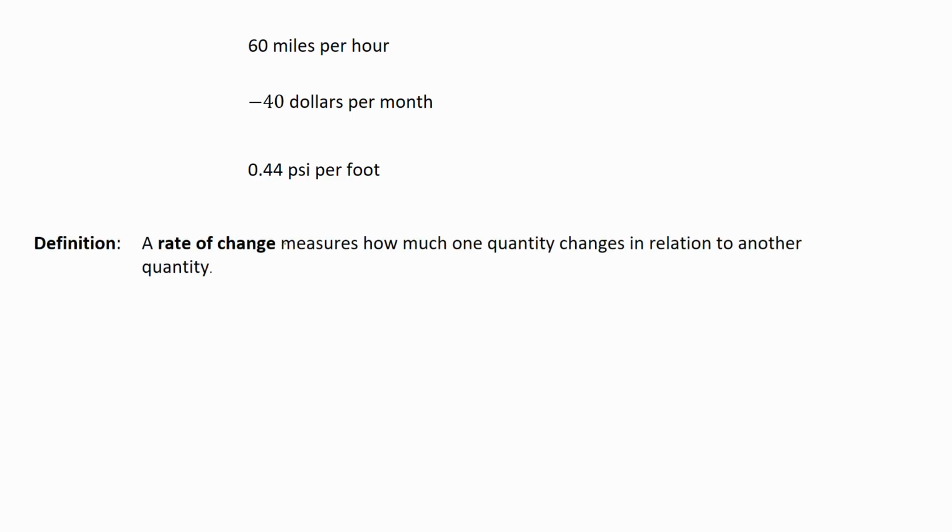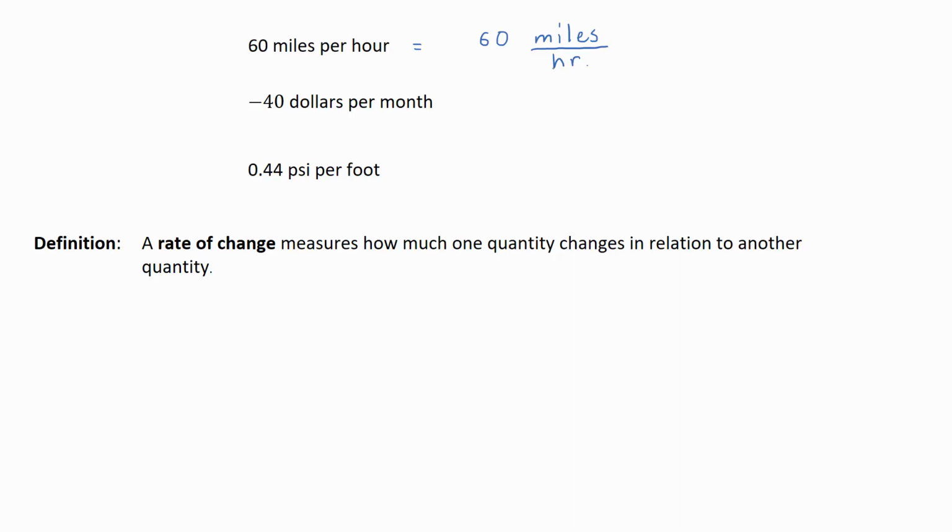A rate of change measures how much one quantity changes in relation to another quantity. And a rate of change is expressed using a ratio, one quantity in ratio to the other quantity. So 60 miles per hour, you could write that as 60 miles per means the division bar. Per is translated directly to division bar and then hour, HR for hour. 60 miles per hour. It's a ratio.